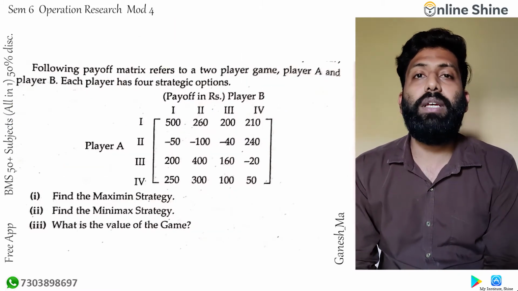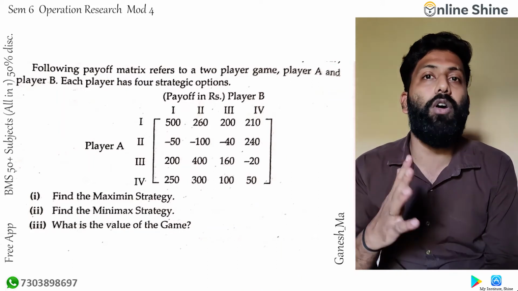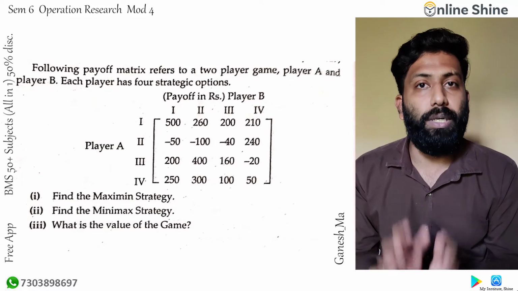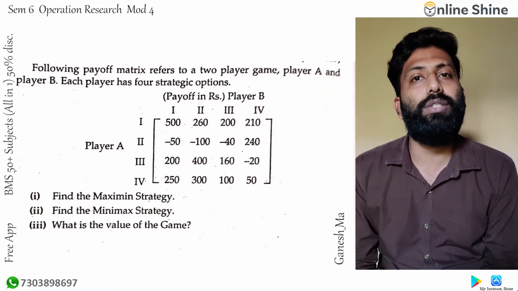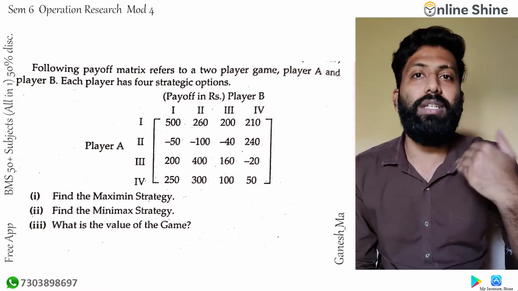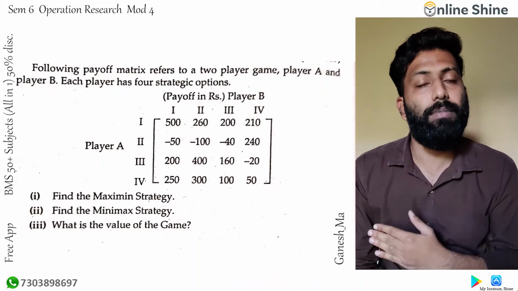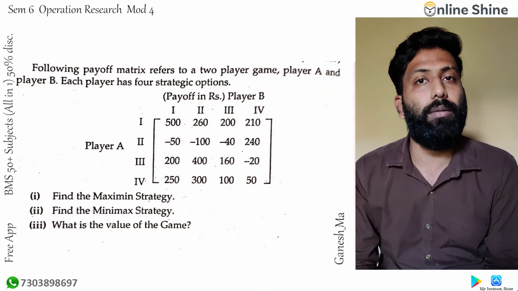तो गेम थियरी का स्ट्रक्चर कैसा होता है? You will be given a payoff matrix where you have all the profit and loss enclosed in a particular table or a box, and what you need to do is find out the value of the game by taking column maxima and row minima. The maximum value in the column and the minimum value in the row.